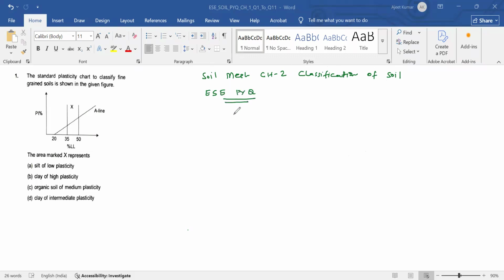PYQ. Okay, so this is the first question. Let us discuss the first question. The standard plasticity chart to classify fine-grained soil is shown in the given figure. The area marked X represents silt of low plasticity, clay of high plasticity, organic soil of medium plasticity, or clay of intermediate plasticity. So let me draw the graph first.